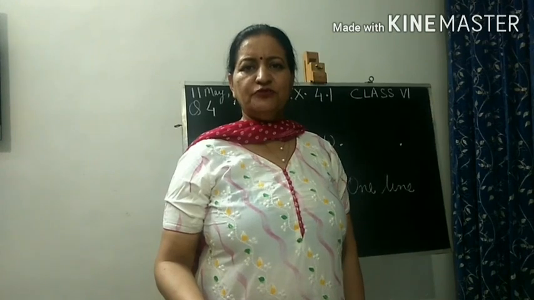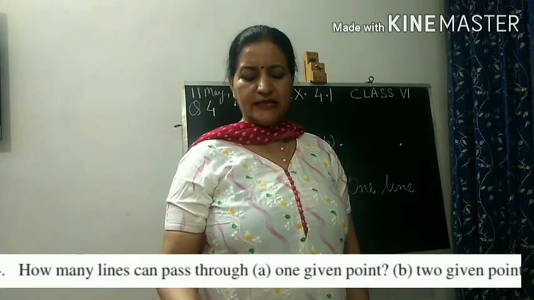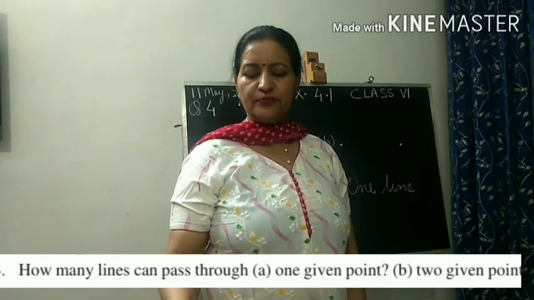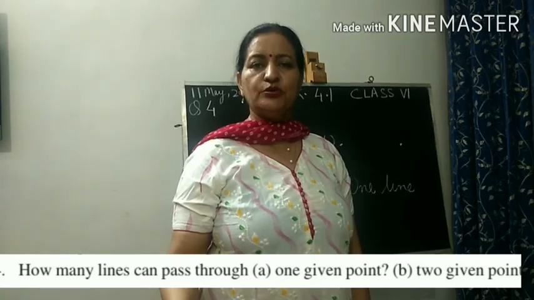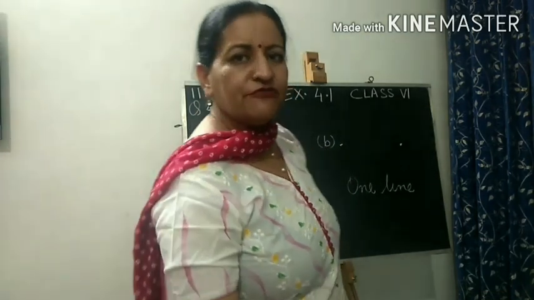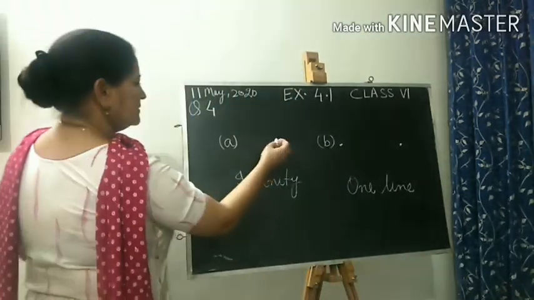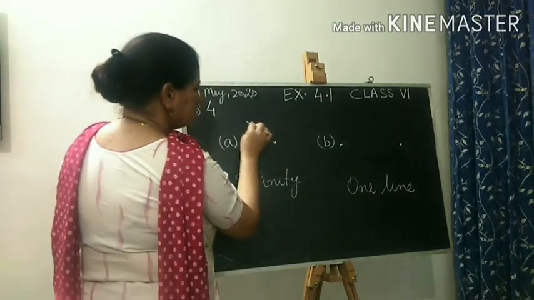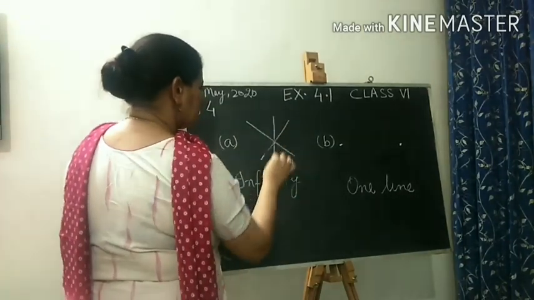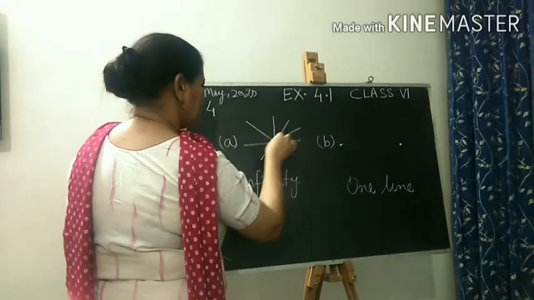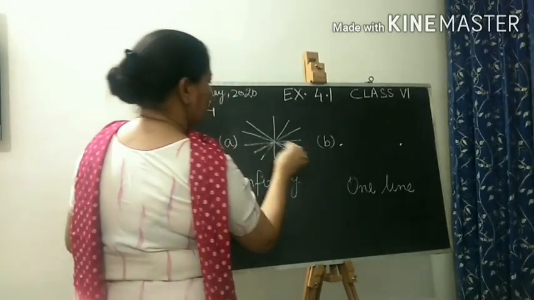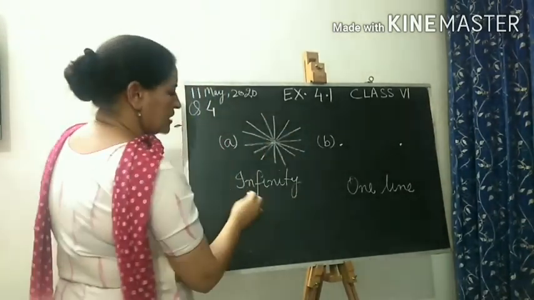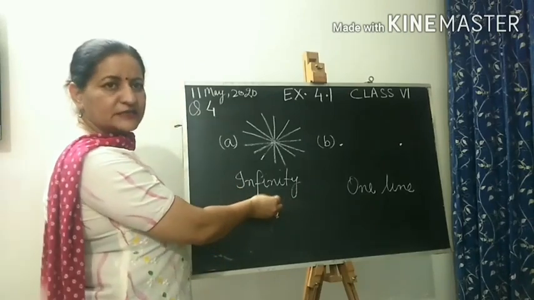Our question number 4 is, how many lines can pass through any given point or any two given points? If we have one given point, let it be here, just see how many lines are passing through it. There are a number of lines. So our answer is infinity.